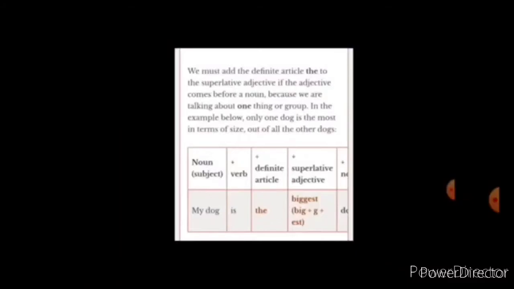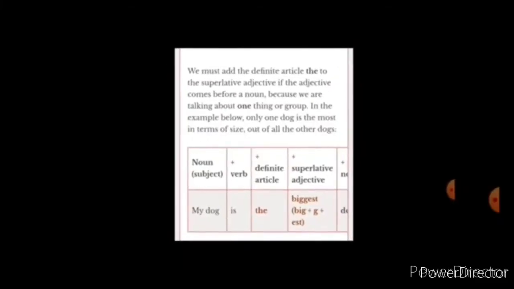Here, the definite article "the" must be used in front of the superlative degrees, if the adjective comes before a noun, because we are talking about one thing or one group in the superlative degree. See here the example. In the example given below, only one dog is the most in terms of size out of all the other dogs. So see here, noun: my dog; verb: is; definite article: the.